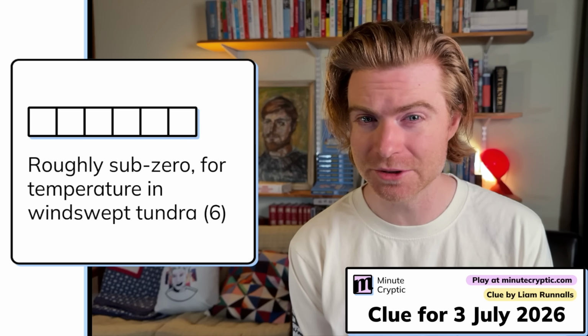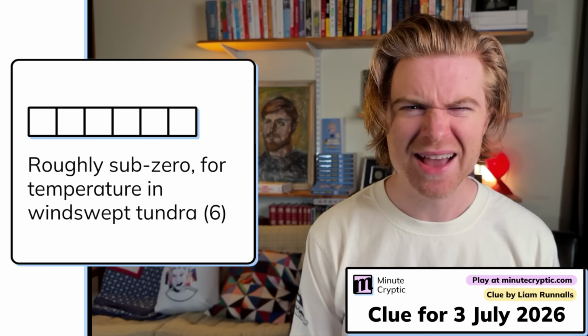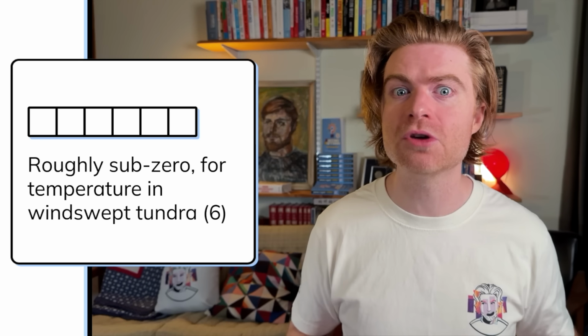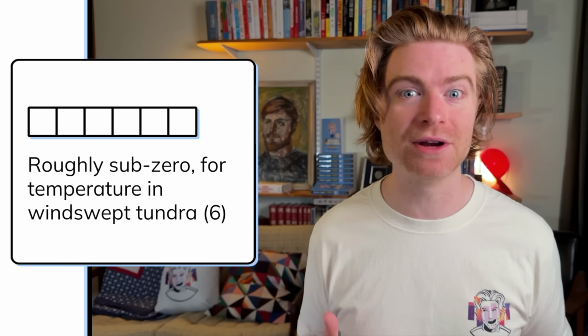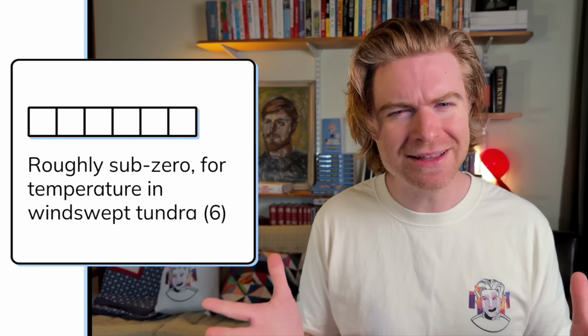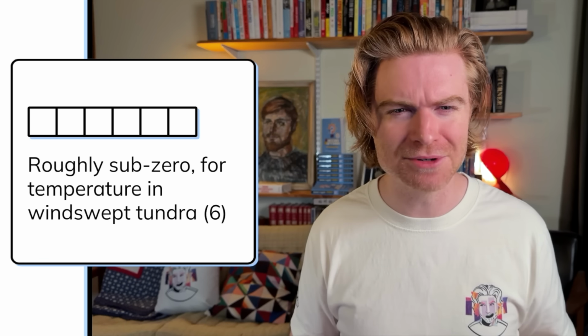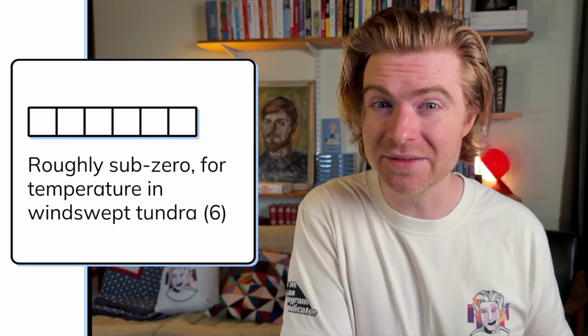Today's cryptic crossword clue is "roughly sub-zero for temperature in windswept tundra." And I love the surface of this clue because it's so coherent. The tundra is a very windy place and it's extremely cold. So this just reads so cleanly while being a cryptic clue at the same time. I love it. It's also got something kind of interesting going on.